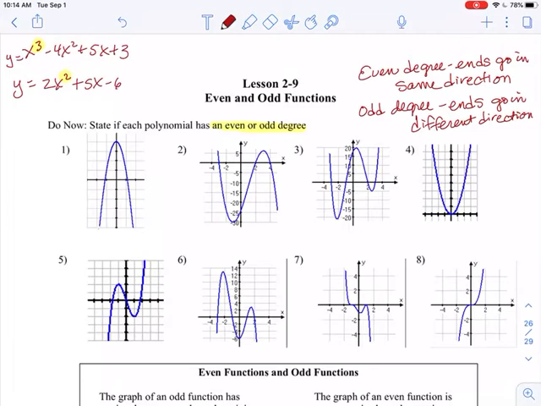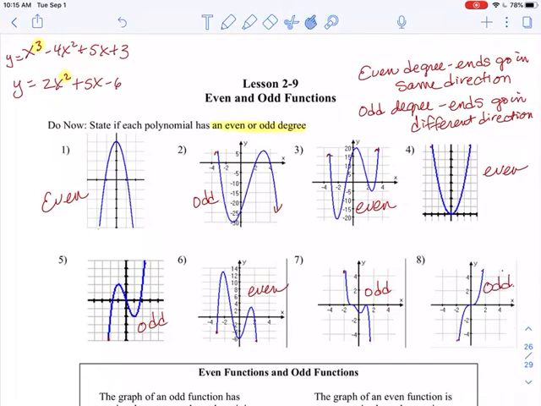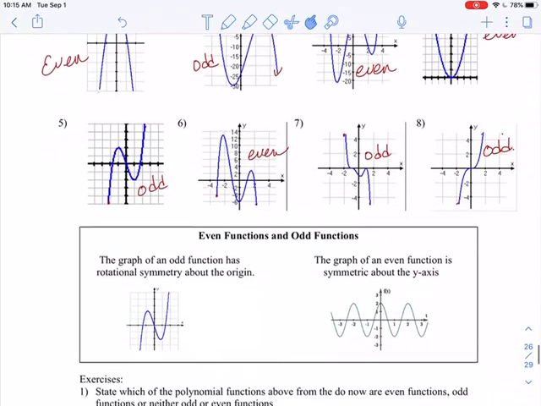If you look at these, we'll do them together. Or if you want to pause the video and try it yourself, you can. The ends on number 1 go in the same direction. This is even. Number 2, the ends are going in a different direction. This one's going up, this one's going down, so this one's odd. Number 3, the ends are both going up, so this is even. Number 4, both going up, this is even. Number 5, one's going down, one's going up, this is odd. Number 6, this is down and down, so this is even. Number 7, this is going up on the left but down on the right, that's odd. And number 8 is going down on the left and up on the right, so this is odd.